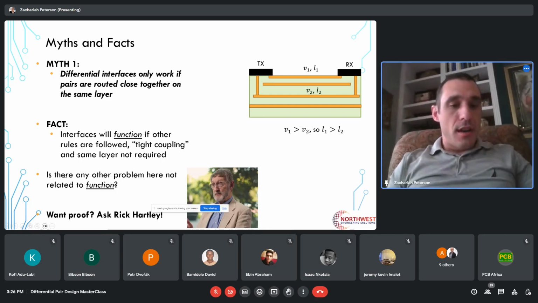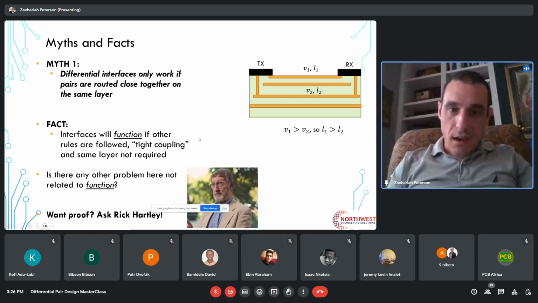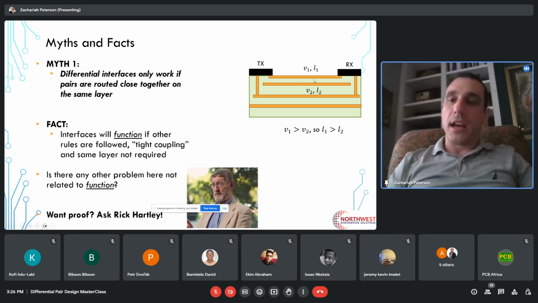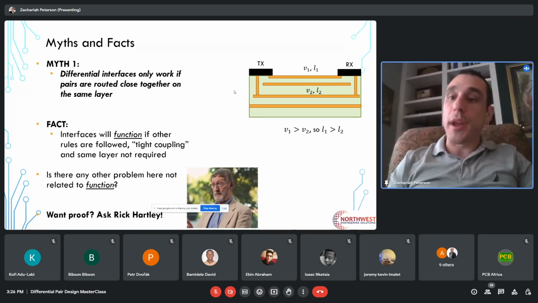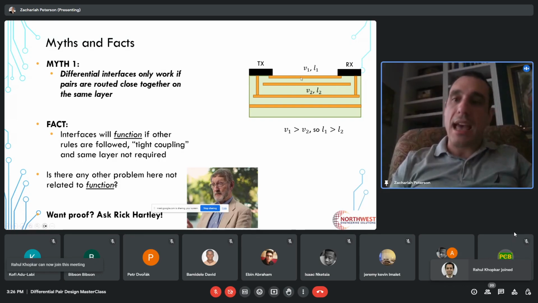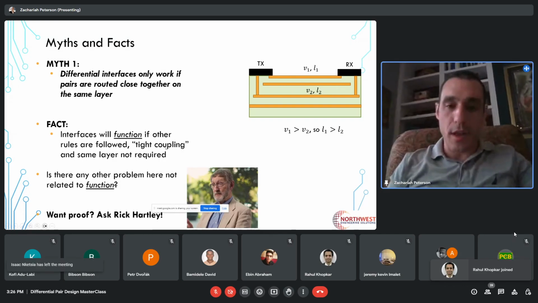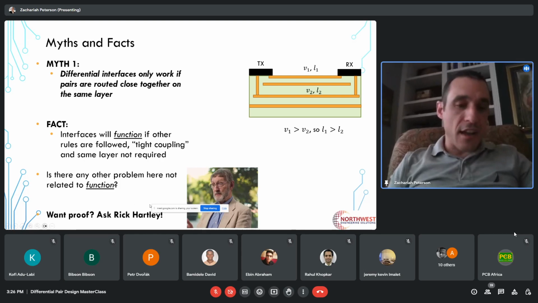So is there any problem here that might not be related to the function of the device? Well, sure, because we brought up things like noise when we first talked about what a differential pair is. So it's the reception and creation of noise that may be degraded when you take these two pairs and you don't tightly couple them. So there are reasons to tightly couple the traces in an interface, but it's not required to interpret the data. And if you want some proof, I invite you to ask Rick Hartley.